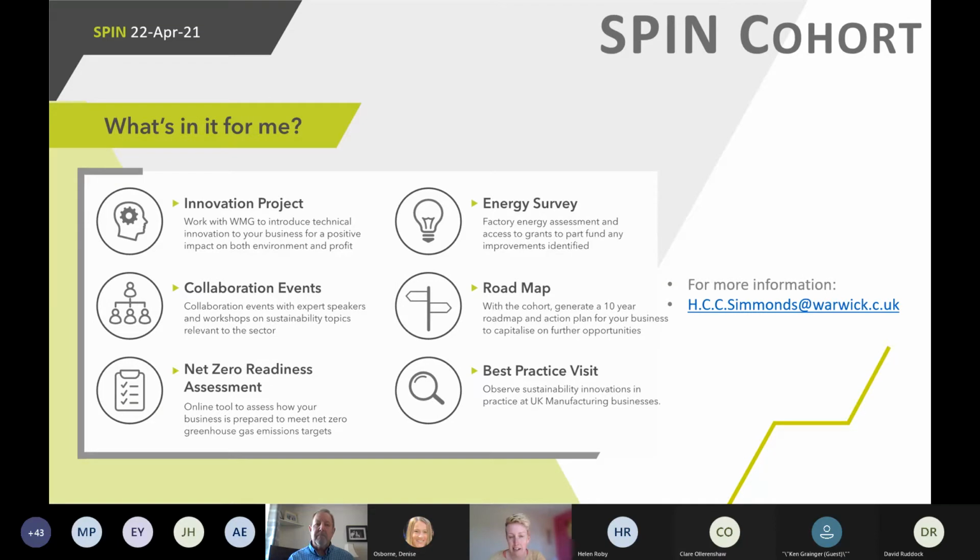And then finally, recognising that sustainability shouldn't just end at the end of the 6-month cohort, there's a roadmap session. Here we'll work with the business to create their 10-year or 5-year plan, whatever's right for them, around sustainability, so they can identify what steps they want to do next. And for WMG, that's our opportunity to work with businesses more long term in the future.